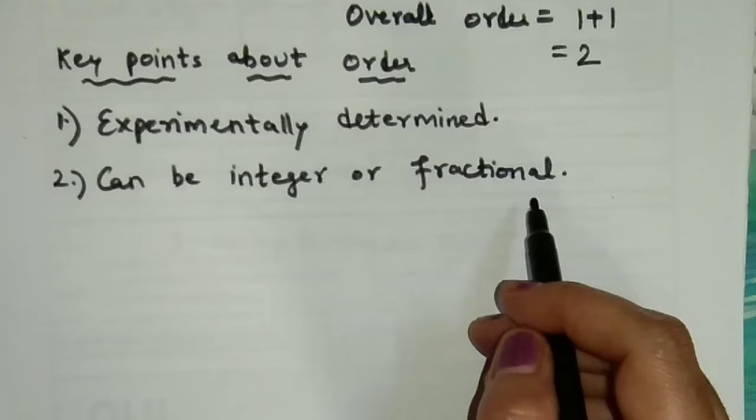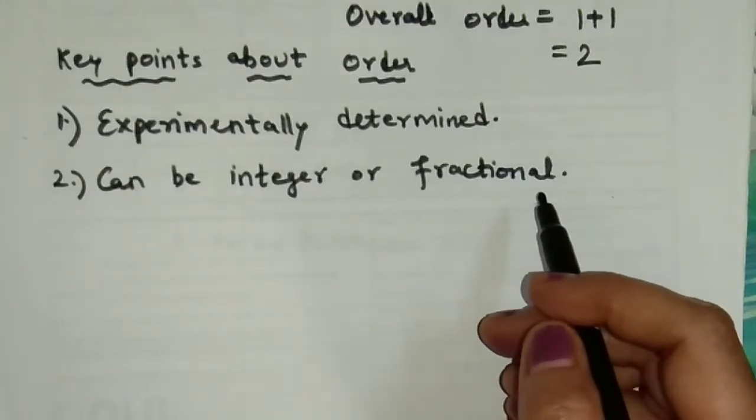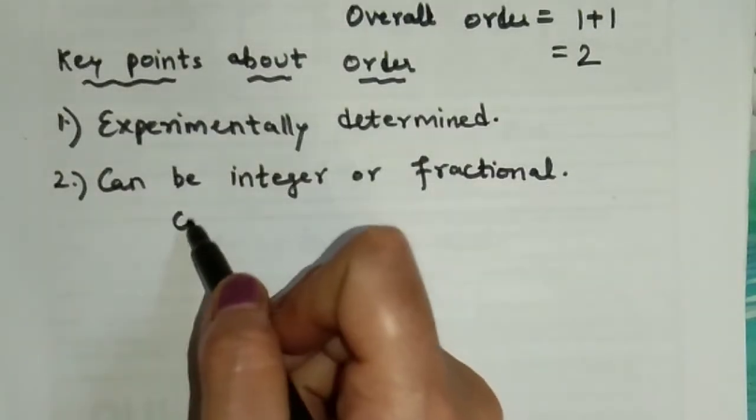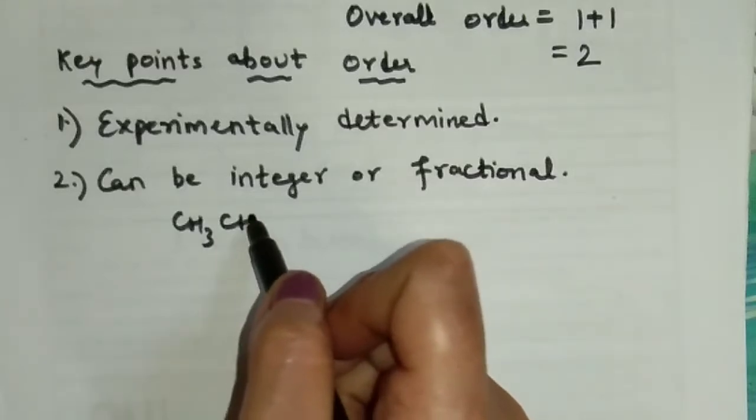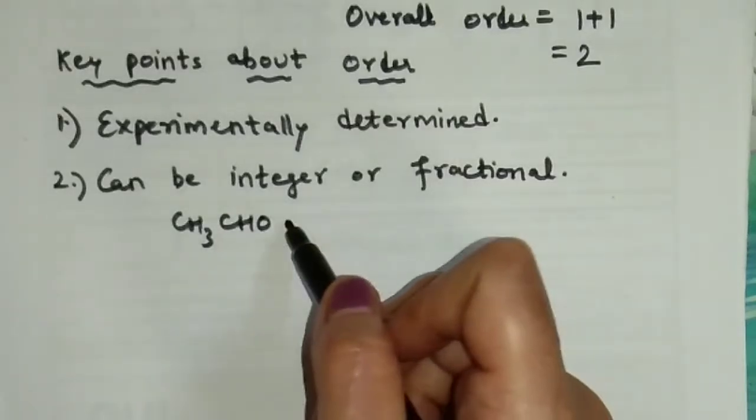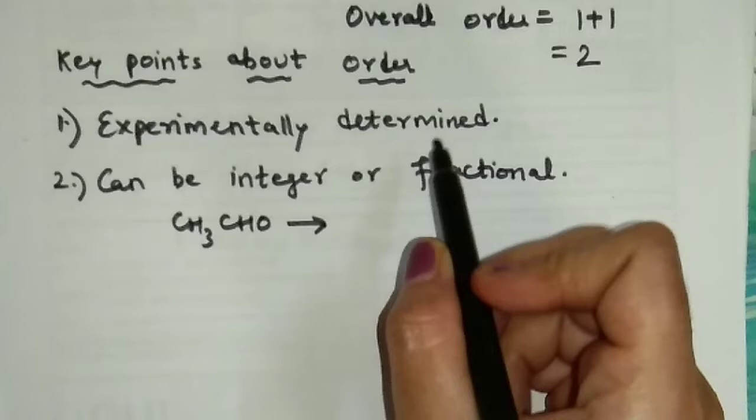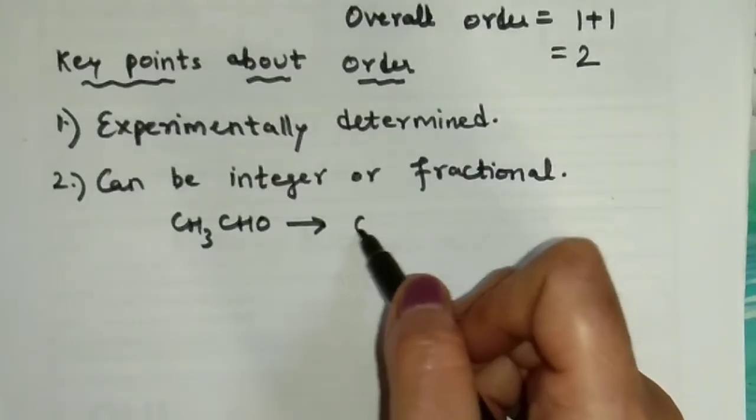Let us try to understand this with one example. Suppose you have acetaldehyde, CH3CHO, and there is decomposition of acetaldehyde to what?